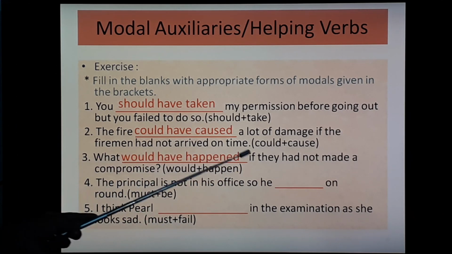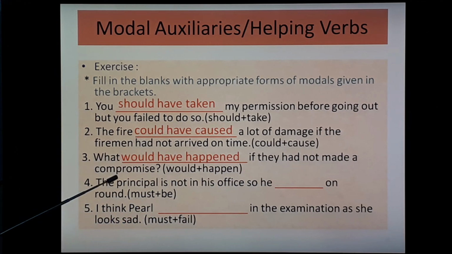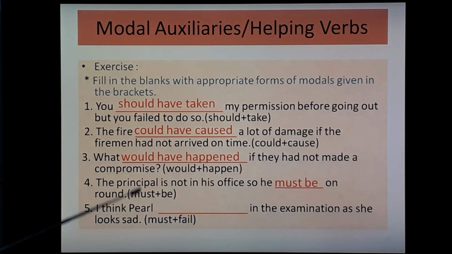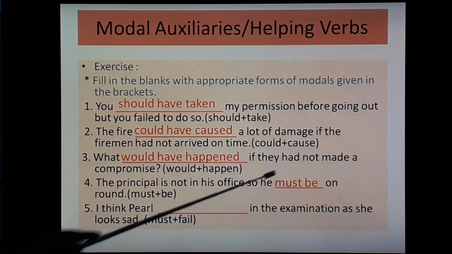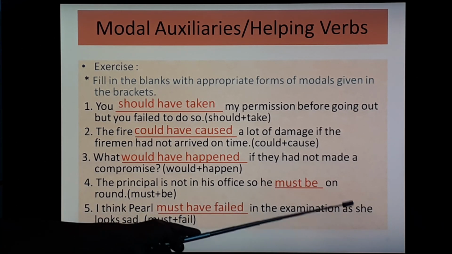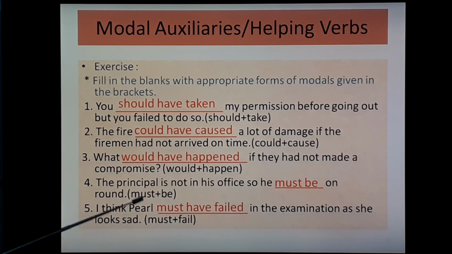What would have happened if they had not made a compromise? Would plus happen. So would have happened. The principal is not in his office, so he must be on round. Must be. So the same thing should be there. Last one. I think Pearl must have failed in the examination as she looks sad. Must plus fail. So must have failed.